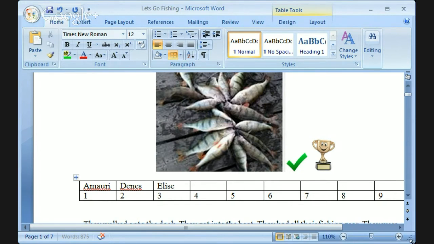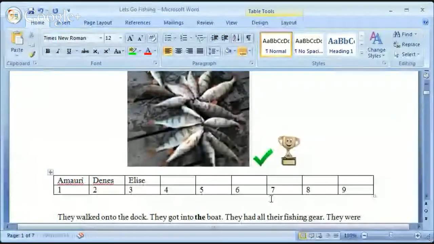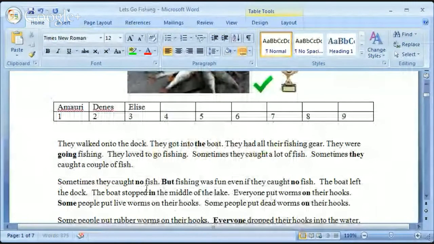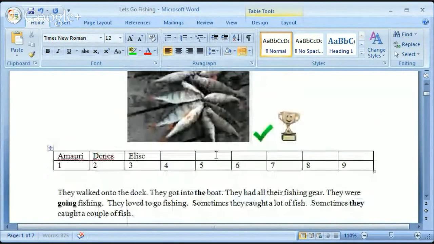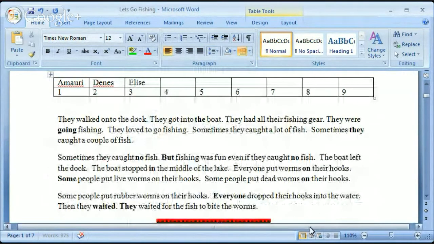So what I'm going to do now is actually read this short story. I want you to pay close attention to the words that are in bold, the, going, they, no, fish, etc., because you will use these words again. This story is Let's Go Fishing, and it's general reading, which means it's very basic reading, and it should not be too difficult to understand.